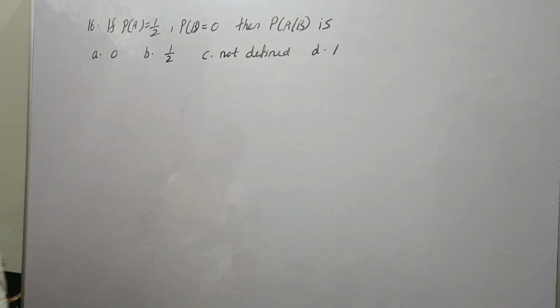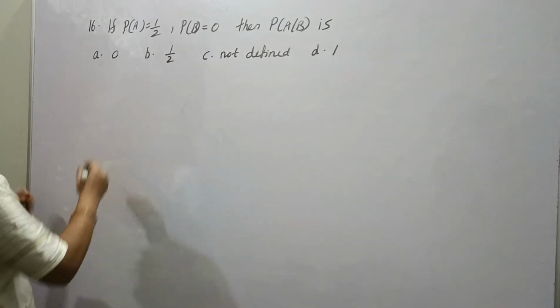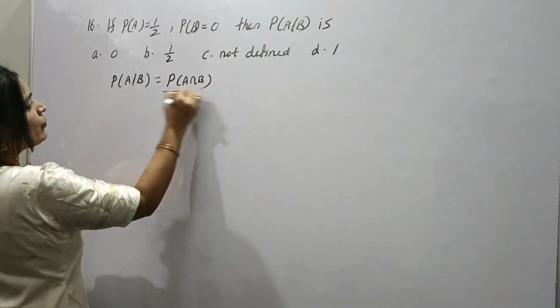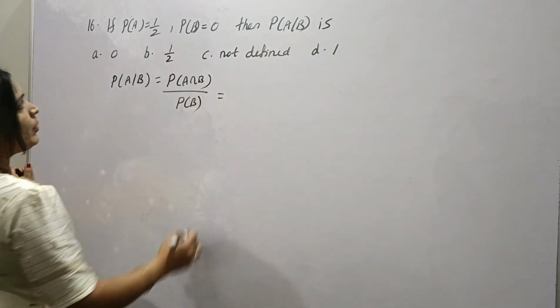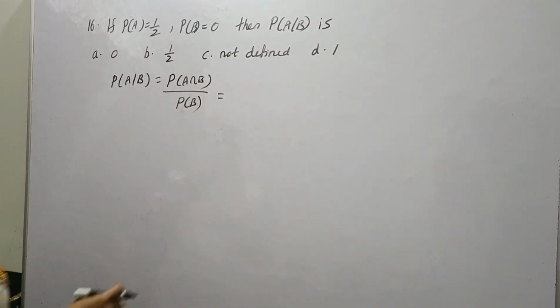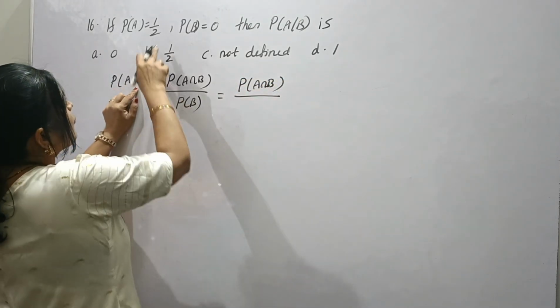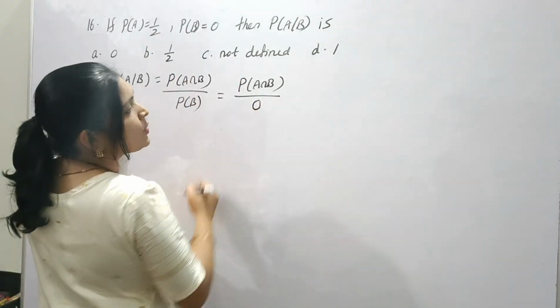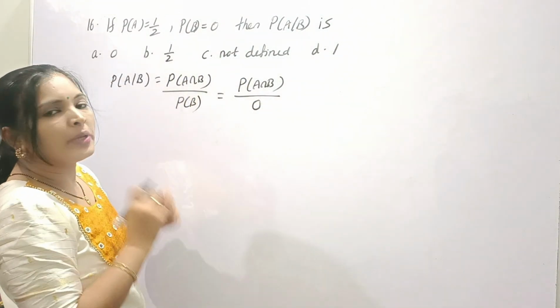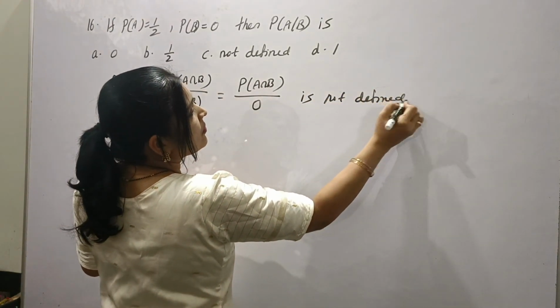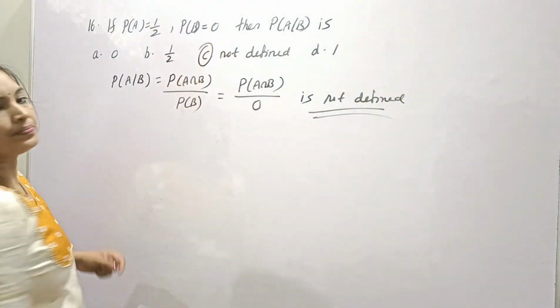If probability of A is equal to 1 by 2, probability of B is equal to 0, then probability of A given B is dash. Options: 0, 1 by 2, not defined, 1. Probability of A given B is equal to probability of A intersection B divided by probability of B. Probability of A intersection B is not given. It is given that probability of B is equal to 0. Here we have got denominator 0. Therefore, we can say it is not defined. So that is the answer.